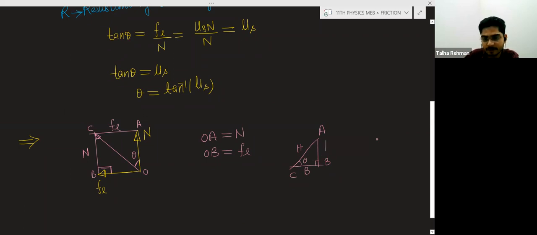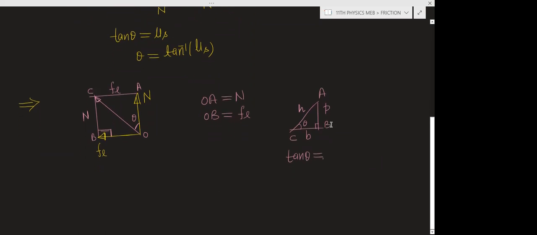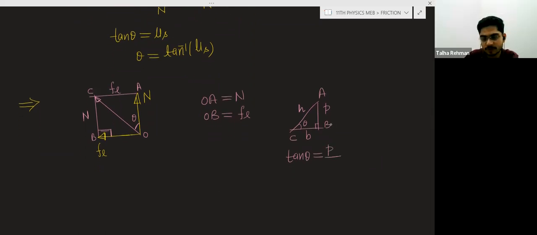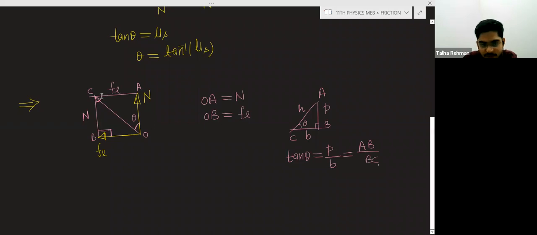So this is the perpendicular, this is the base, and this is the hypotenuse. So if you want to find the tan theta, then how will you find the tan theta? Divyangi, tell me how we will find the tan theta in this triangle. Perpendicular upon base. Very good. Perpendicular upon base. Means you can say AB length divided by BC. You can say AB divided by BC.